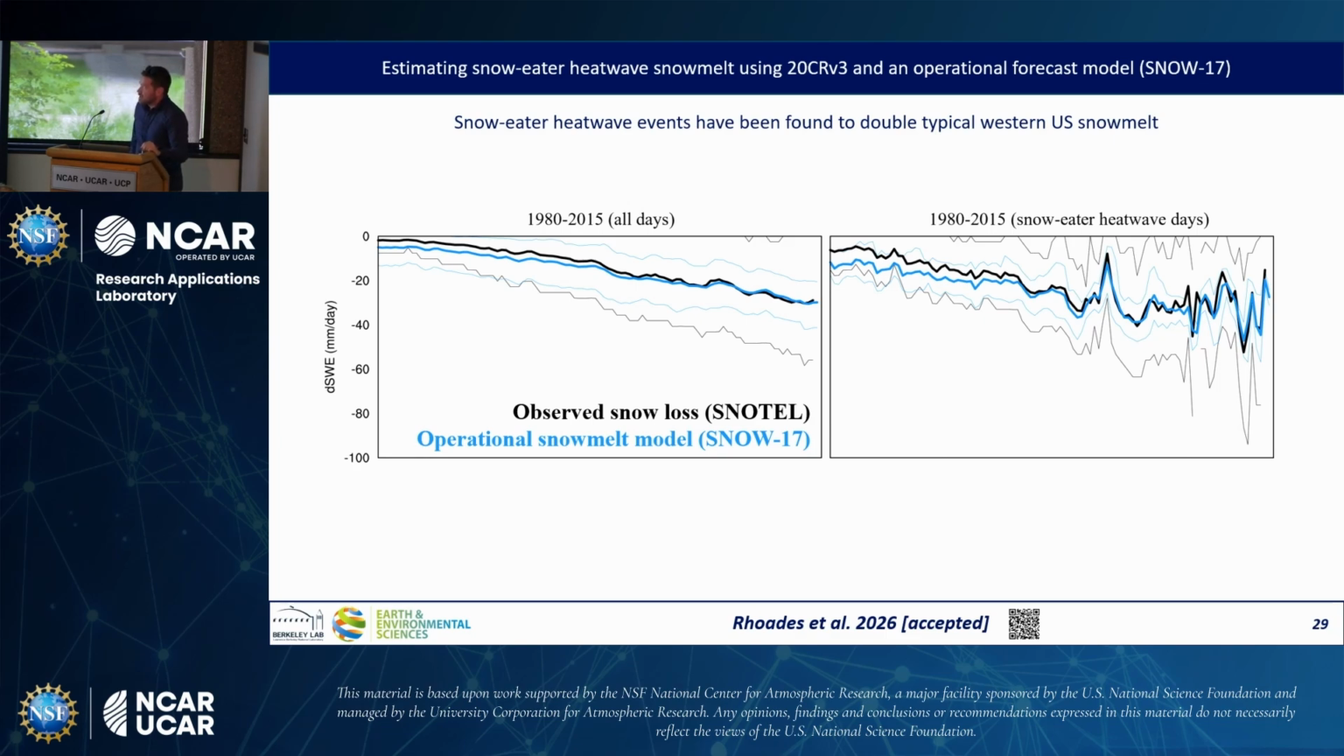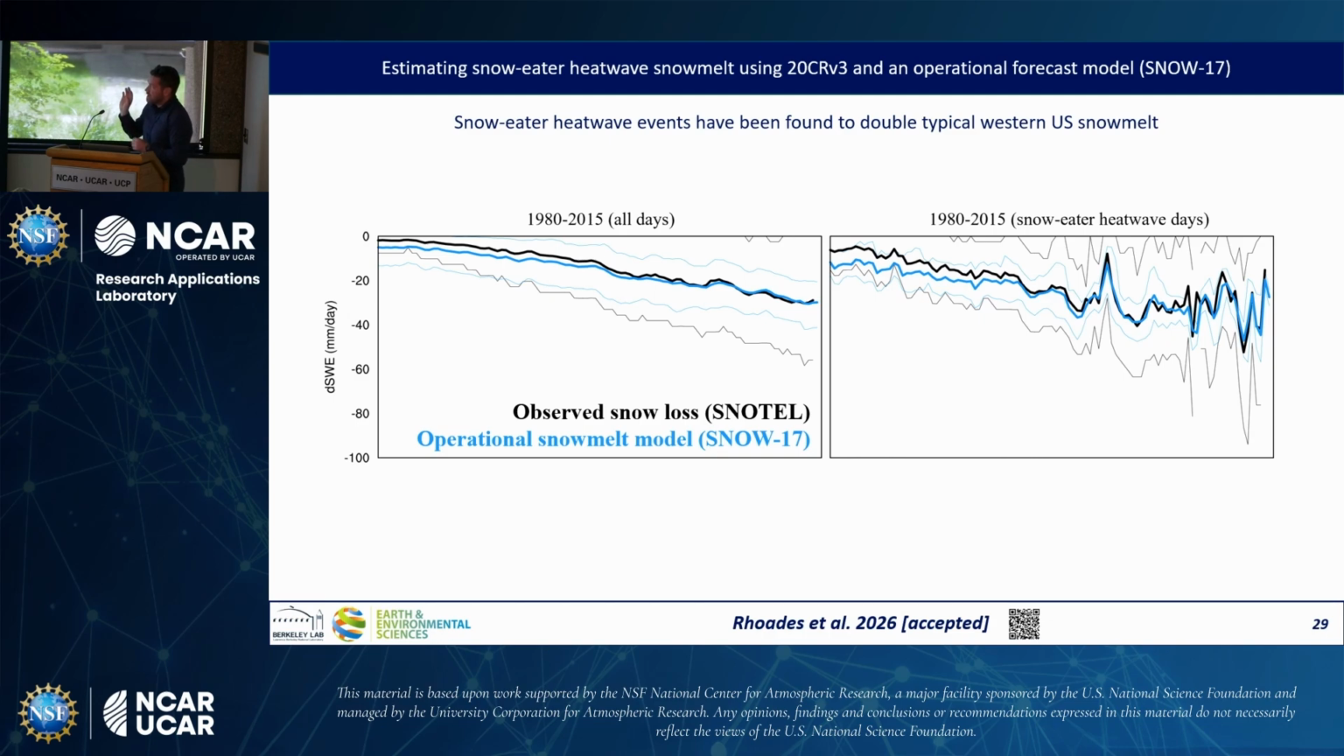This is now looking at the climatology over the SNOTEL records, so from 1980 to 2015. Similarly, unfortunately, the x-axis is cut off here, but it's again ranging from March 19th through July 1st. And this would be the average climatological melt potential, or negative dSWE, from SNOTEL on each day. On the left, these would be all days, so including snow heat wave days and non-snow heat wave days. On the right would be snow heat wave only days.